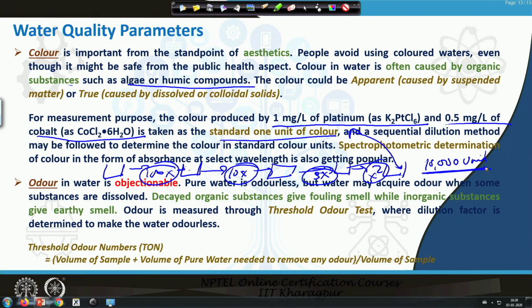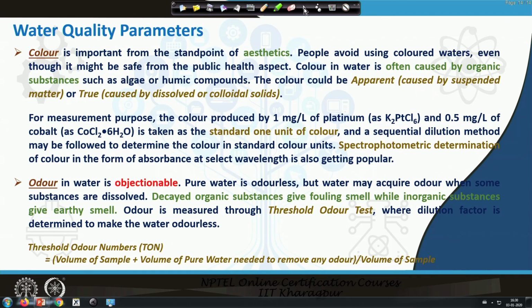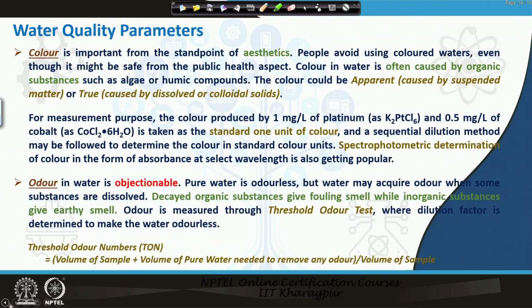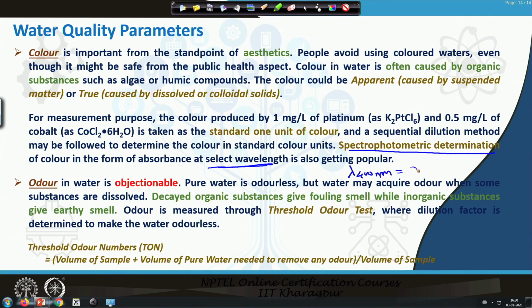So, that way we can determine the color. That is an old traditional method. Nowadays, the spectrophotometric determination of color is also getting more popular, where the color is determined through a spectrophotometer and it is represented at some specific wavelength. So, we can have an absorbance value at lambda 400 nanometer. What is the value of absorbance at lambda 400 nanometer? This represents the color at 400 nanometer.